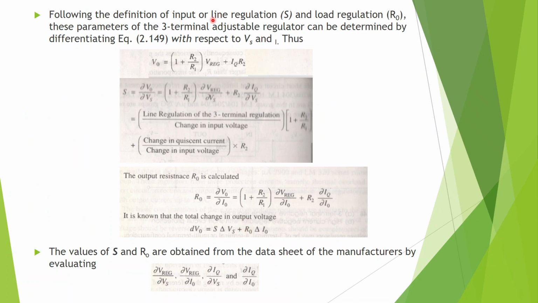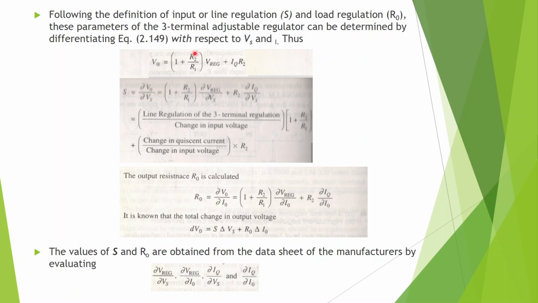Now the definitions of line regulation, that is the change in output with respect to the change in input voltage, and load regulation, that is the change in the output voltage with respect to the change in output current, need to be defined for the 3-terminal adjustable regulator. So let us define that with respect to Vs and IO. So this is the previous equation that we saw for the output voltage. In order to get line regulation, we differentiate this output voltage with respect to the change in input voltage.